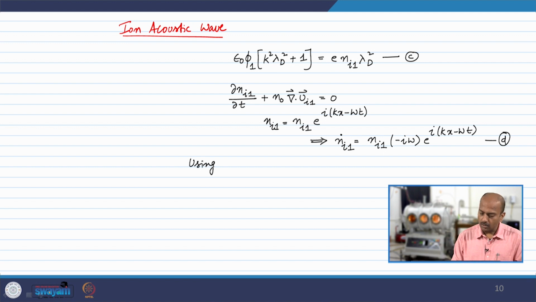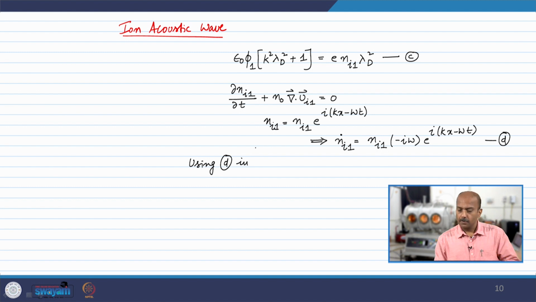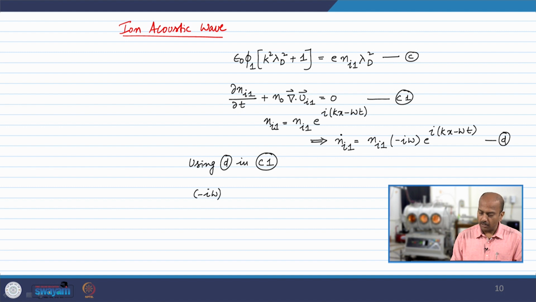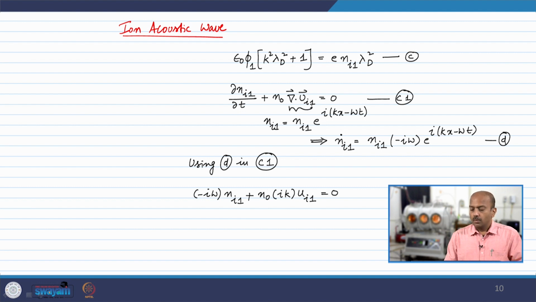Now, using equation D in this, let us say this is C1 for example. In C1 we have minus i omega n i 1 plus n naught i k u i 1 is equal to 0, right. So, we have also used del dot u i 1, because u i 1 is supposed to be this u i 1 e to the power of i (kx minus omega t). So, dou by dou x of u i 1 becomes i k times u i 1.